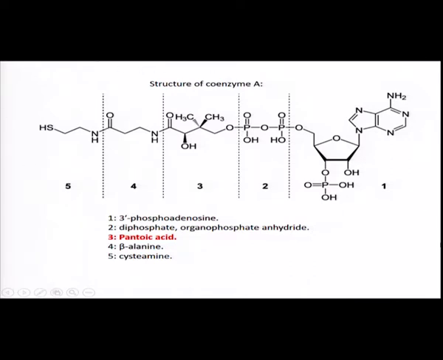Now, you can actually extrapolate all the functions of pantothenic acid, because all the functions of pantothenic acid are essentially embedded in the functions of coenzyme A. If coenzyme A is not there, most of the metabolic functions will not happen, and if you do not have pantothenic acid, there is no coenzyme A. So, this is how it is all linked.